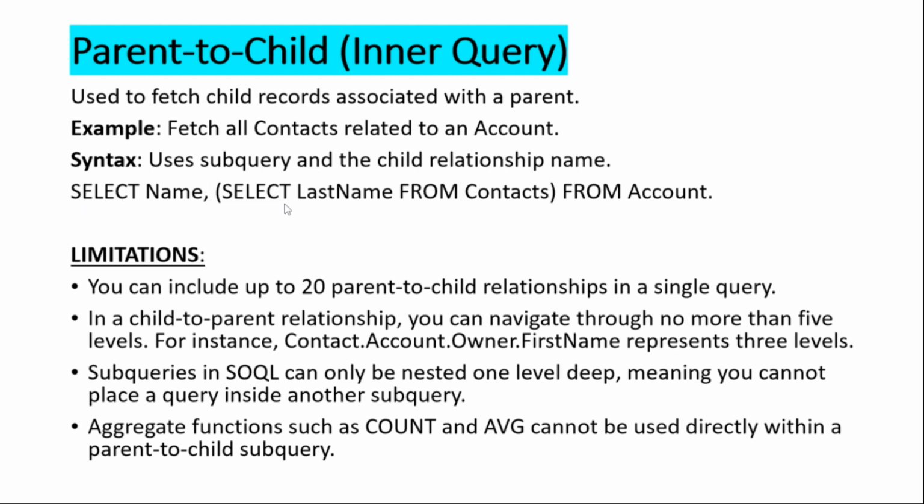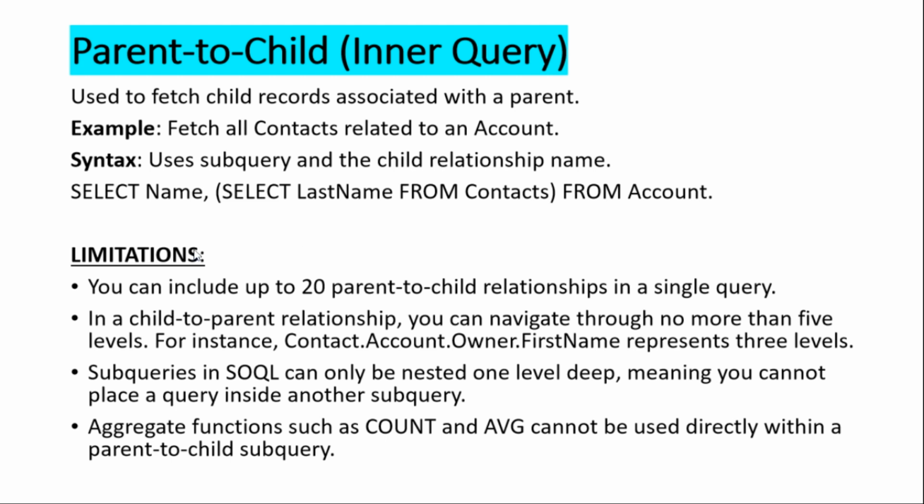So this is the syntax for it. Select name from account. This is the normal syntax. After the account field list, we enter a comma, and in the brackets, write the child object SOQL query, like a normal SOQL query: select the field list from the object name. But here, in a subquery, you have to write the child relationship name. I will show you how to get the child relationship name from the object.